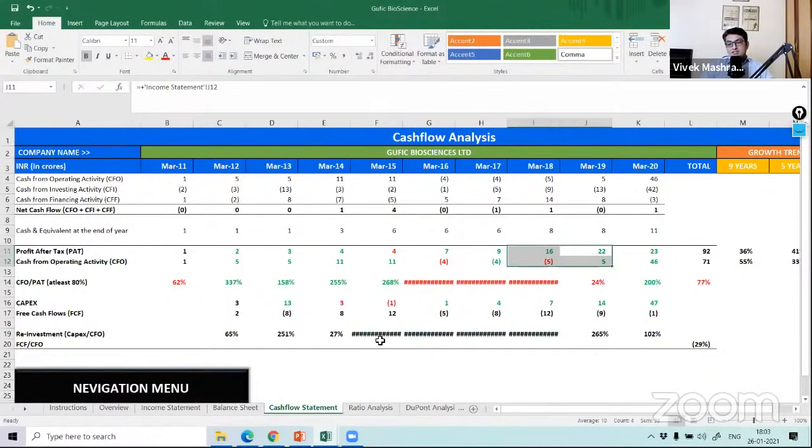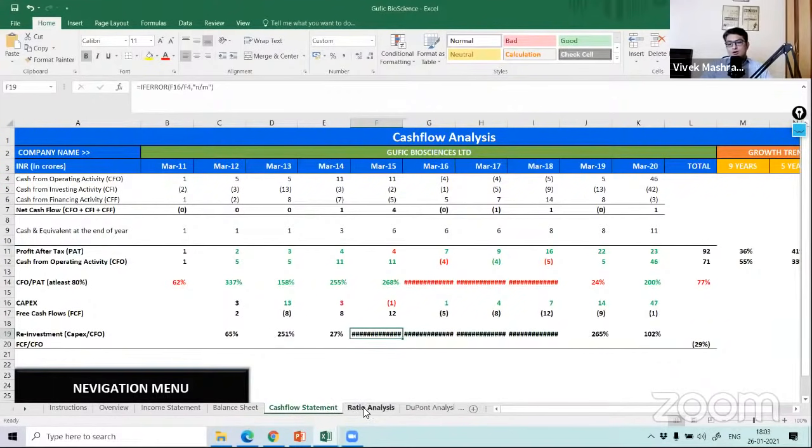And again, one more thing which I put in here is the reinvestment rate. So what is the capex divided by cash flow from operation?